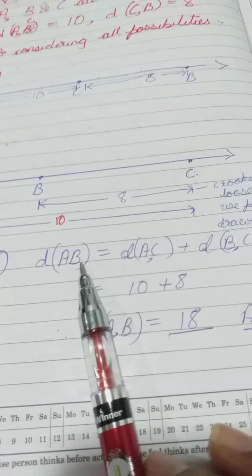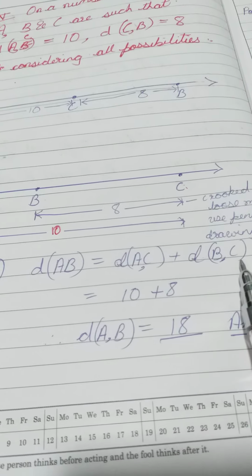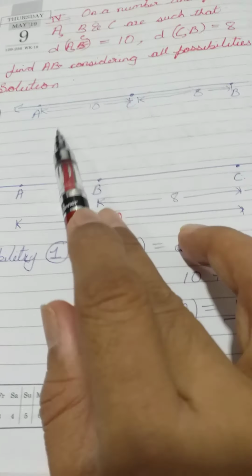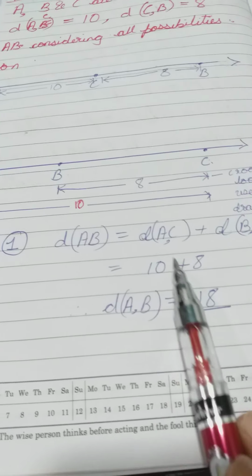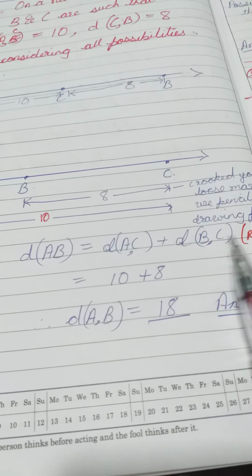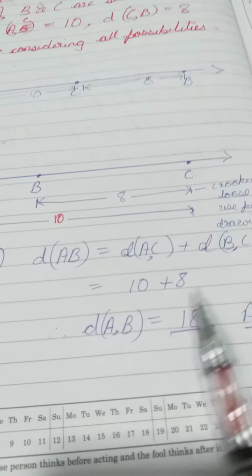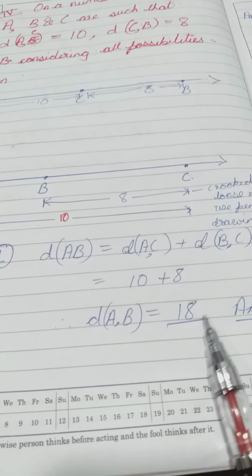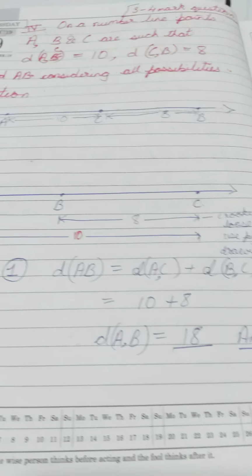Distance of AB is equal to distance of AC plus distance BC. The first figure, AB is equal to AC plus CB. Whether you say AC plus CB or BC, it is the same thing. Is equal to 10 plus 8. That is distance is equal to 18. This is your possibility 1 answer.